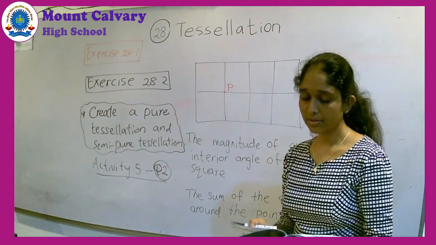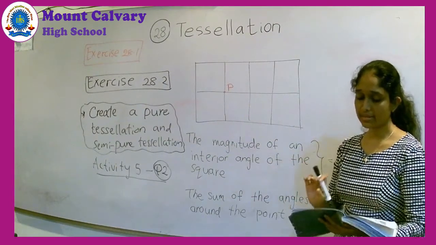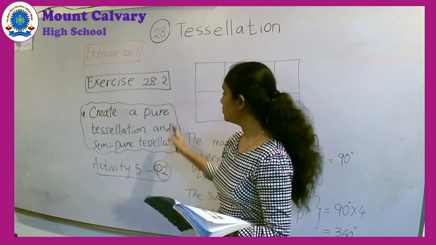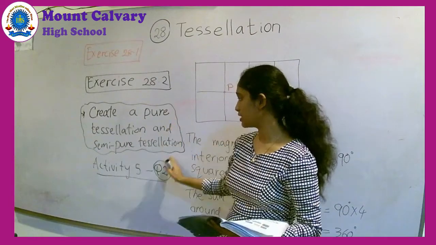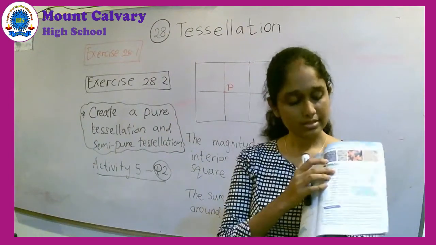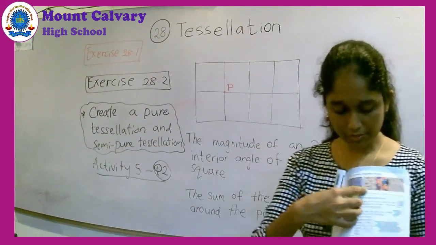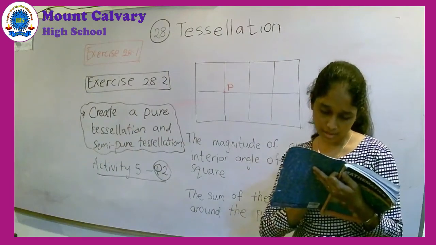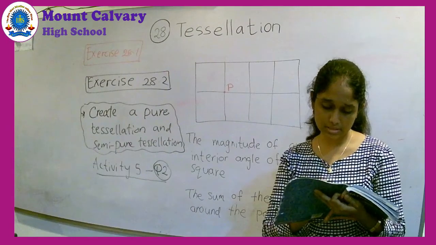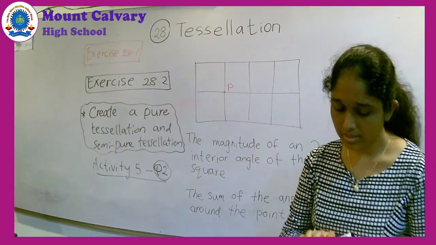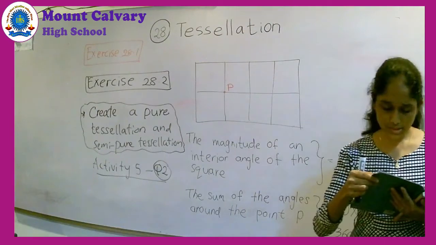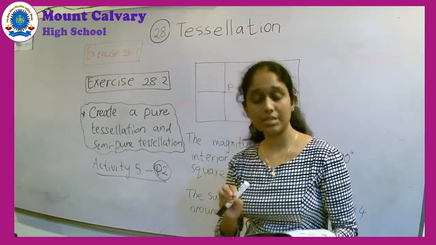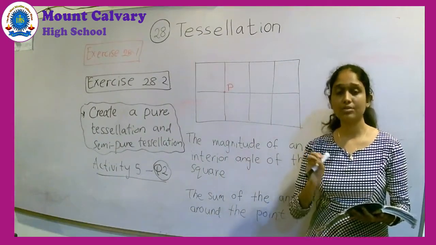There are no theories here. You have to create tessellation designs. Not only these two, pure and semi-pure, you can create more and more. See the examples in the textbook, very beautiful. First one, they are having birds, then second one, ships or something. Then the third one, again birds, then the last one seems like dogs. Very interesting. We have used different shapes to create beautiful designs.